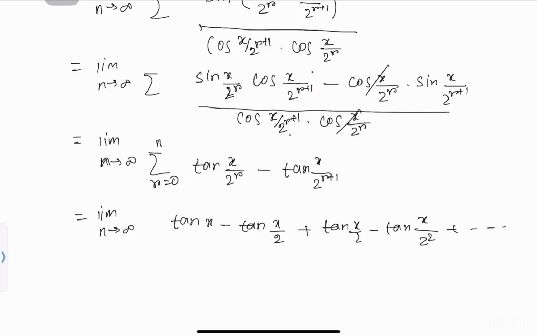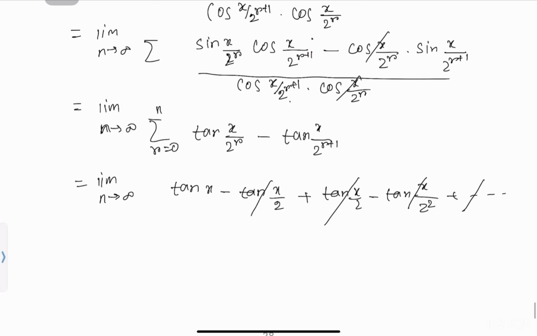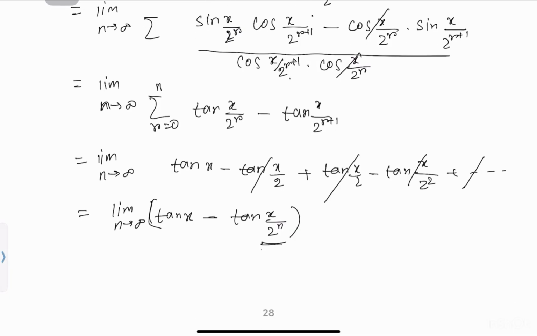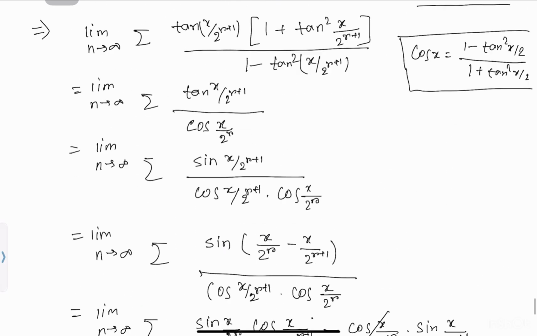So every term is cut with the next term. Similarly, there should be two terms remaining. Which ones? The first one is tan x and the second one is tan of x by 2 to the power n. Clear? So limit n tending to infinity, if I apply n tending to infinity, this gives 1 by infinity, that means 0. Tan 0 is 0. So the limiting value is tan x. Clear? Up to here clear?